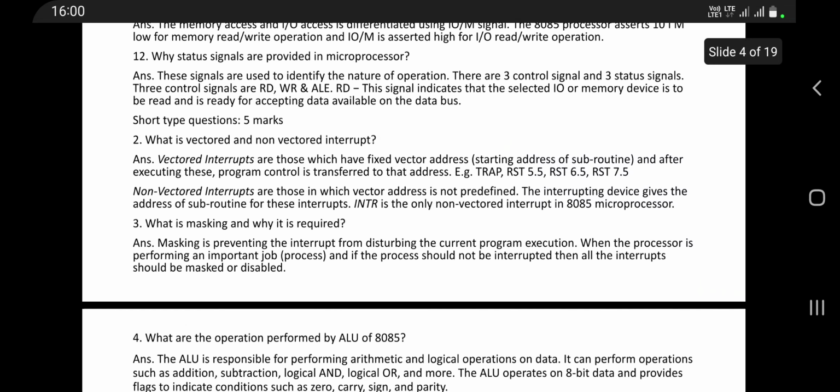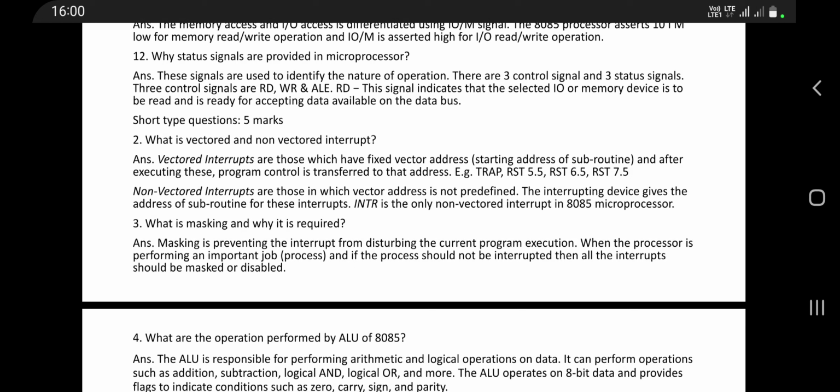Next are the 5 marks questions. The first question is, what is vectored and non-vectored interrupt? Vectored interrupts are those which have a fixed vector address. That means the starting address of the subroutine, and after executing this, the program control is transferred to that address. For example, TRAP and RST 7.5 to RST 5.5 are all vectored interrupts.